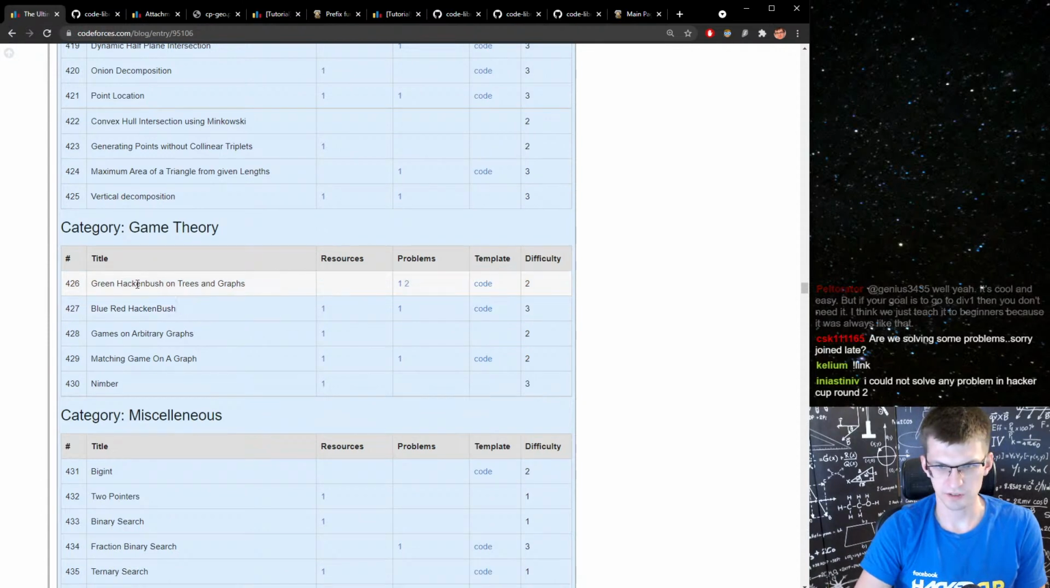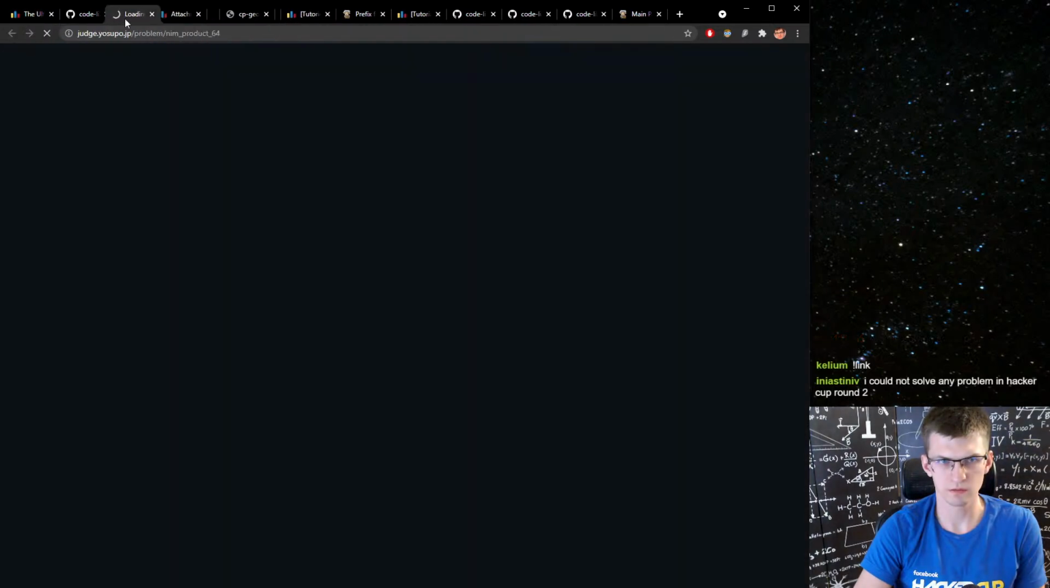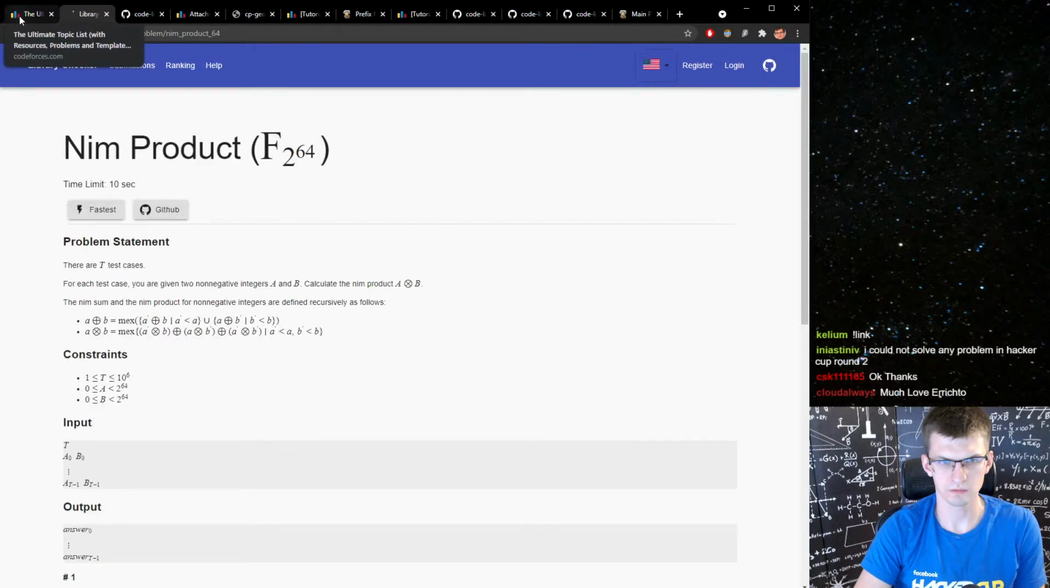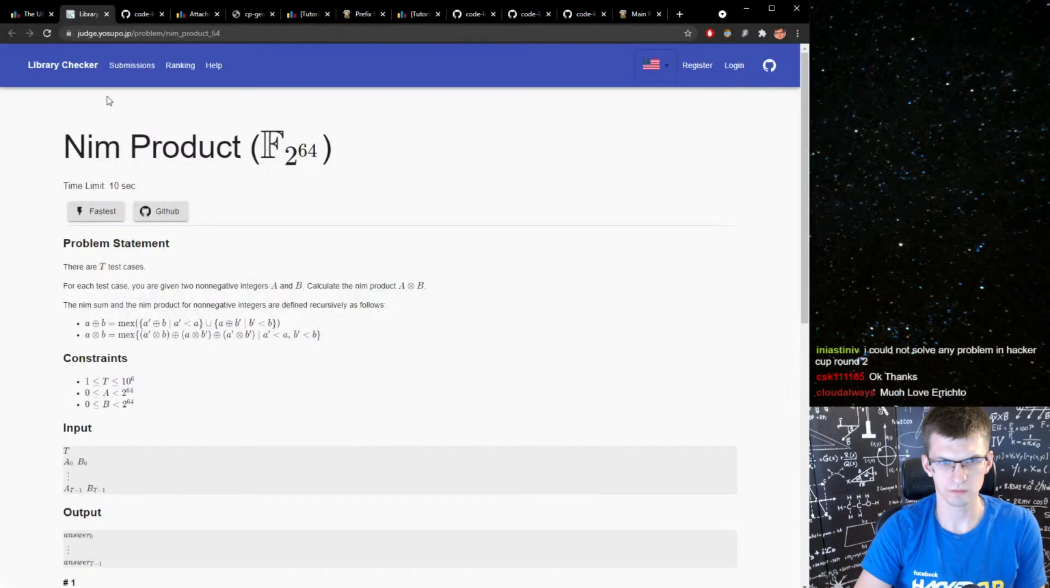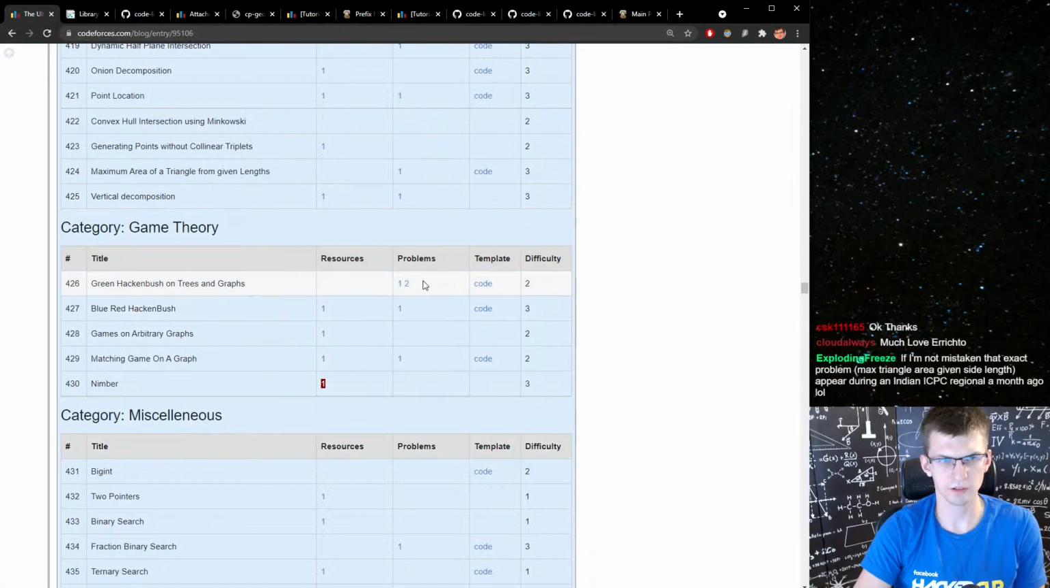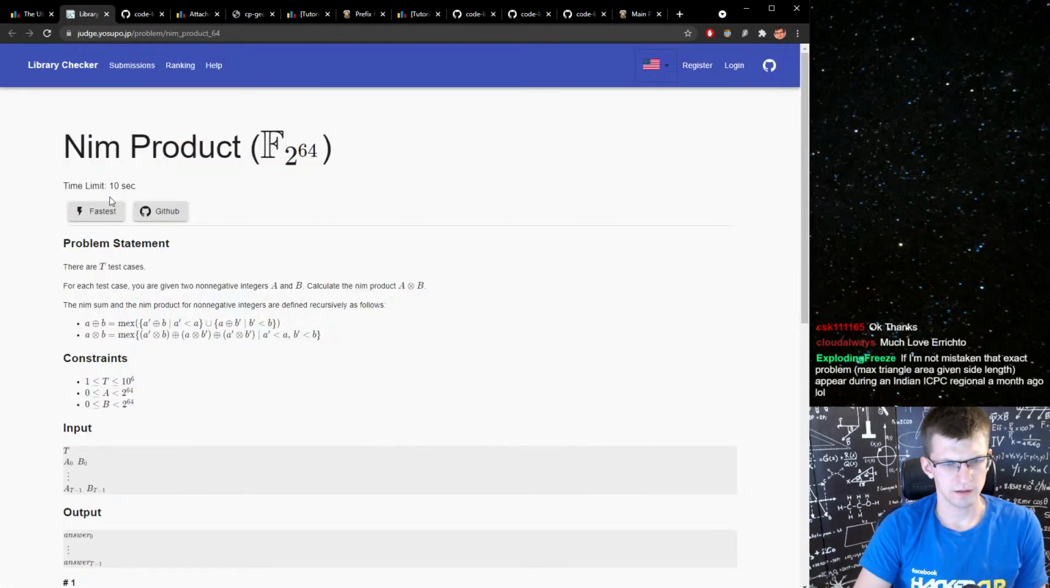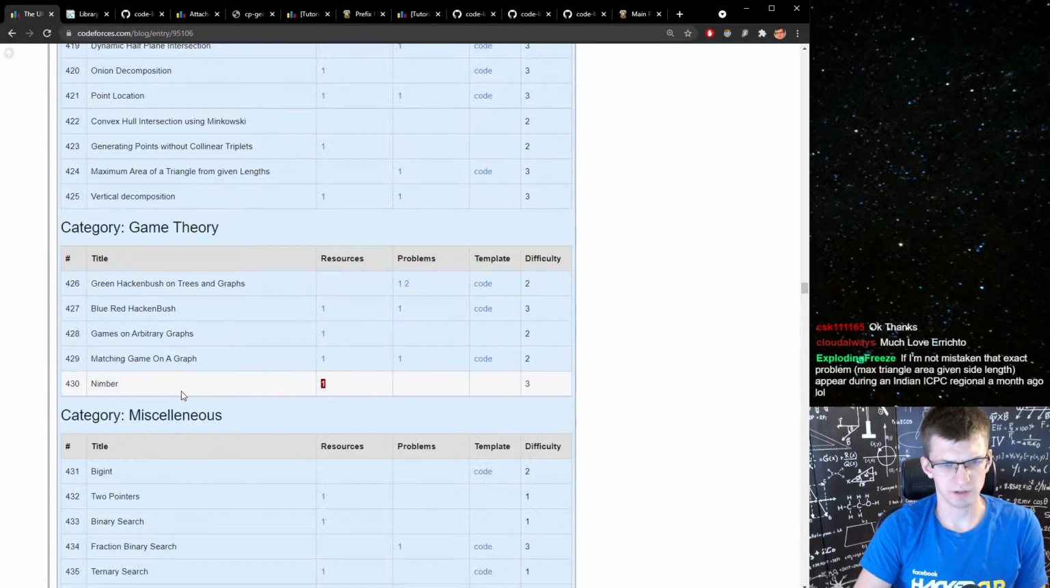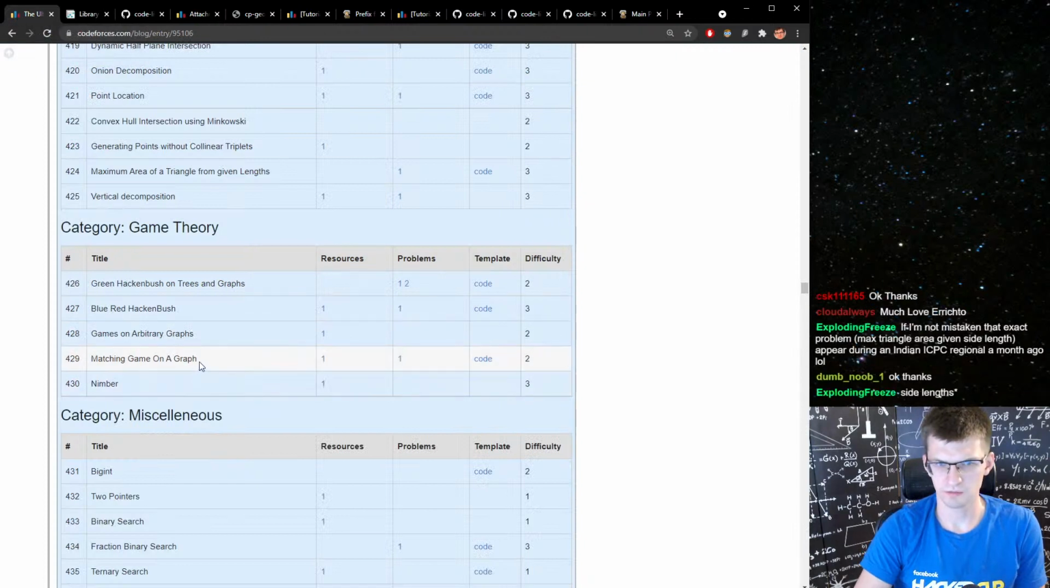Green Hackenbush on trees and graphs. Why is this first and not just basic numbers? Well, this should be a problem, not a resource. And for sure it's not the most basic one. What's going on here? Okay, so this category is messed up, I think.